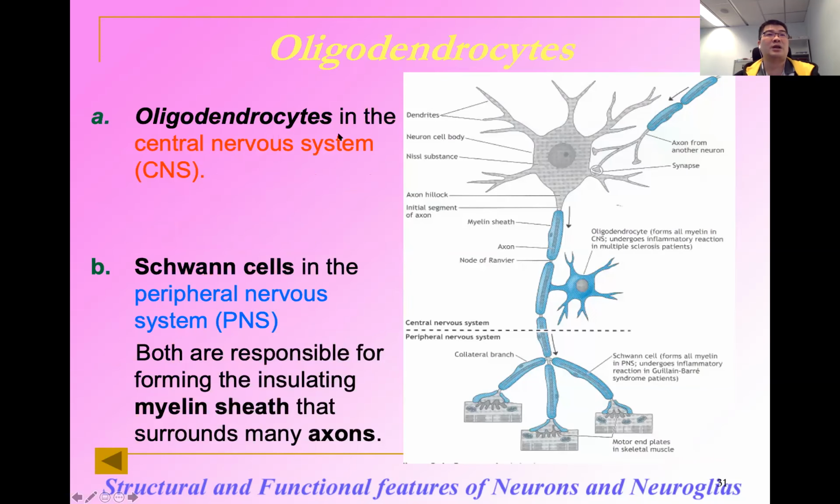Oligodendrocyte. The oligodendrocyte in the central nervous system and the Schwann cell in the peripheral nervous system are both important in the formation of the myelin sheath on the axon. In the central nervous system, there will be oligodendrocytes. In the peripheral, there will be Schwann cells.